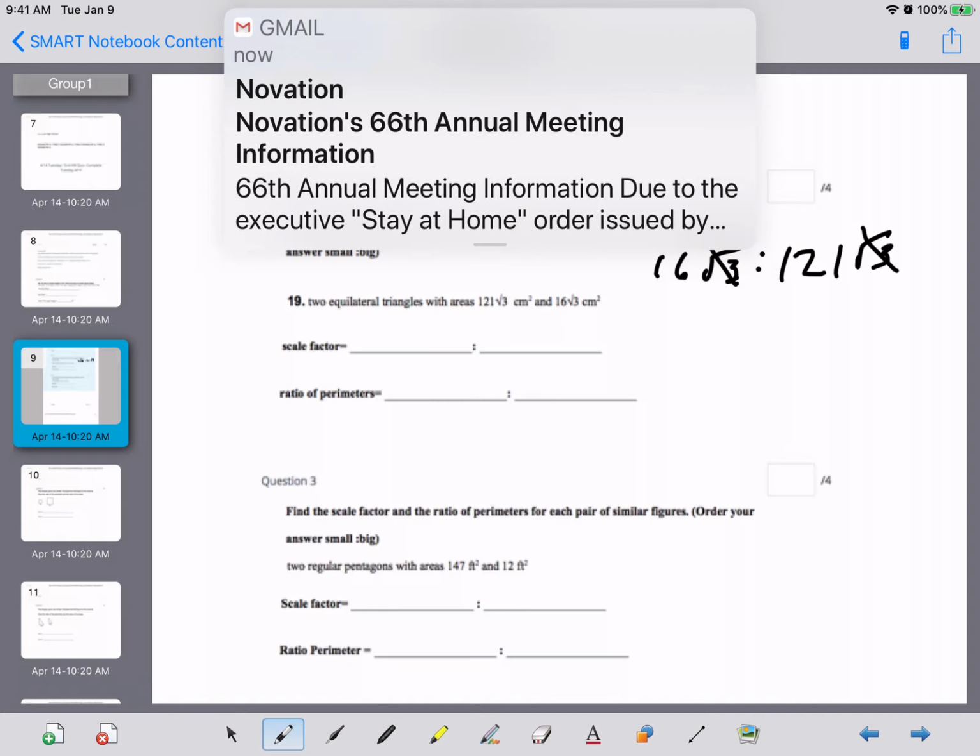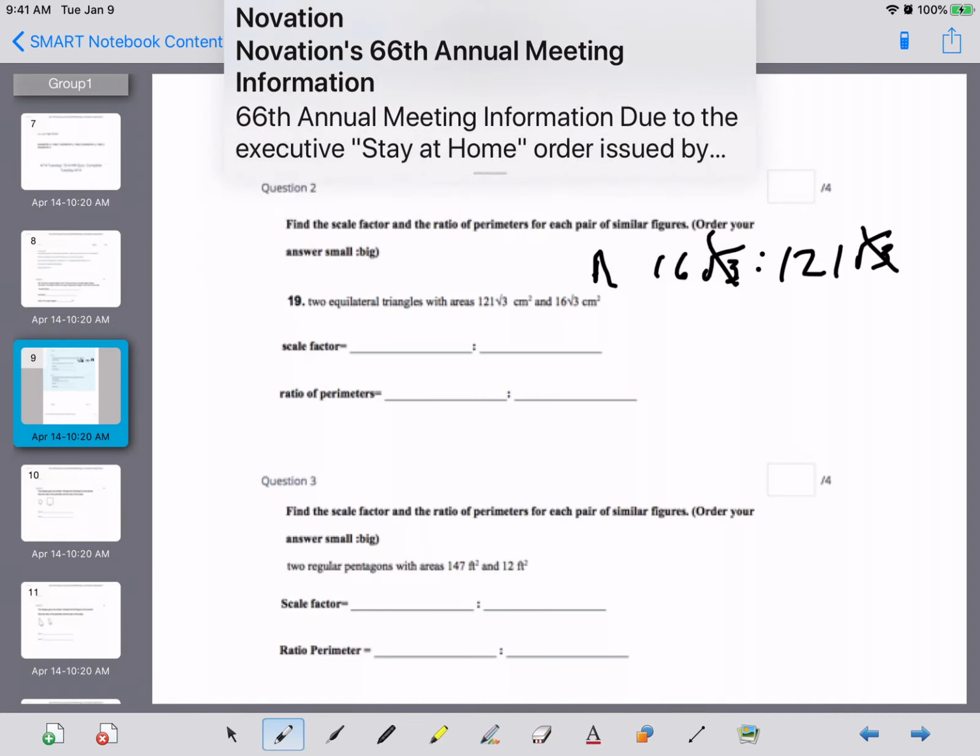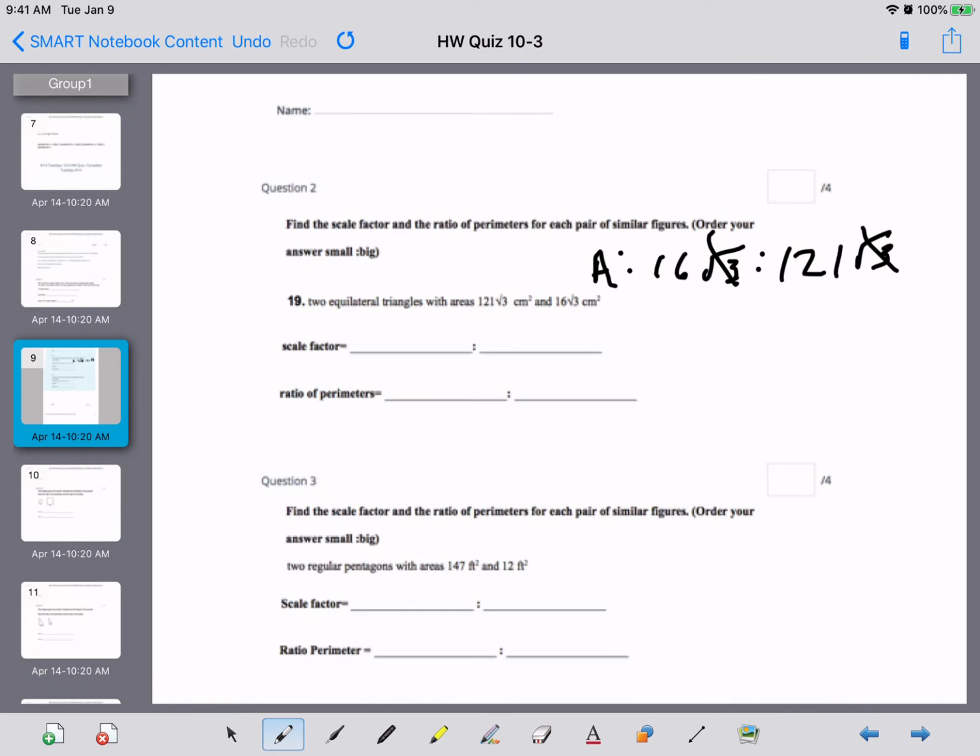Now, because this is an area ratio that I've just reduced, I now take the square root to find my perimeter ratio, aka scale factor. So the square root of 16 is 4, and the square root of 121 is 11. So my scale factor should be 4 to 11, okay? And the ratio of my perimeters should be the same, 4 to 11. Yeah, that's exactly what I got.